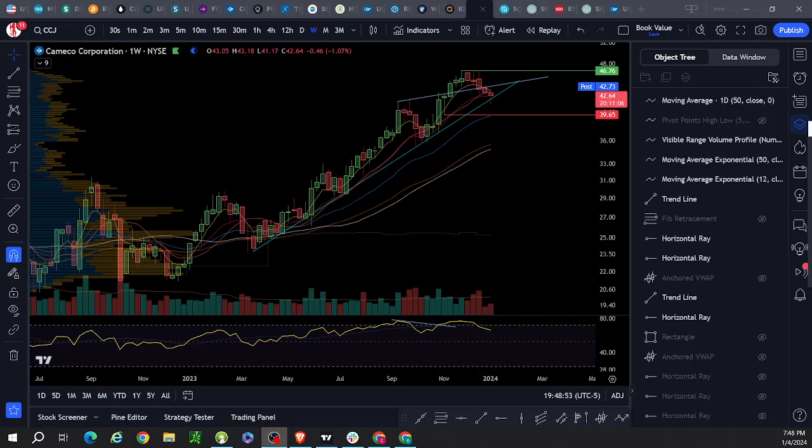Hello, uranium friends. So, CCJ, we're starting off on the weekly here, and I'm prompted to do this video because what I see is a confluence of indicators that are setting up a table-pounding attempt at a trade or an entry, a bullish entry, if you will. So, let's check it out.